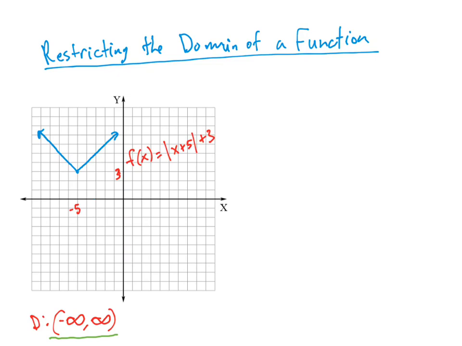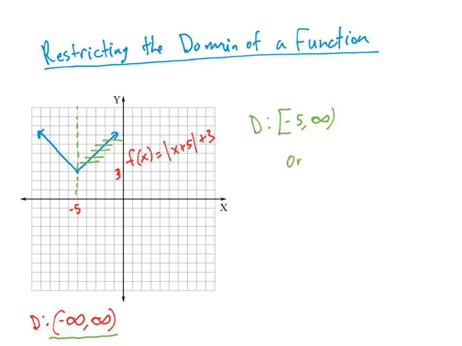So what we could do is eliminate everything to the left of negative 5. If we were to do that, we could say the domain is from negative 5 to infinity, and we can include negative 5. Then everything on the right-hand side of this absolute value function will be one-to-one. It's going to pass the horizontal line test no matter where we are.